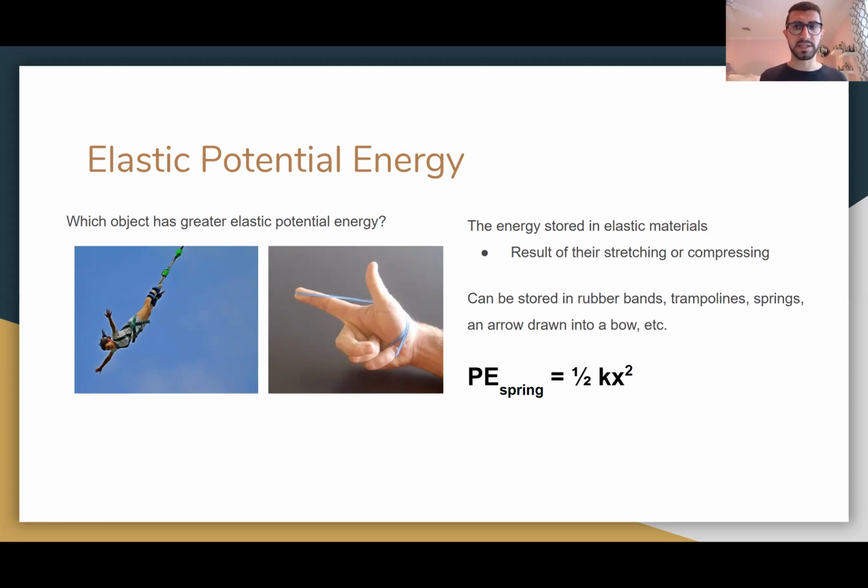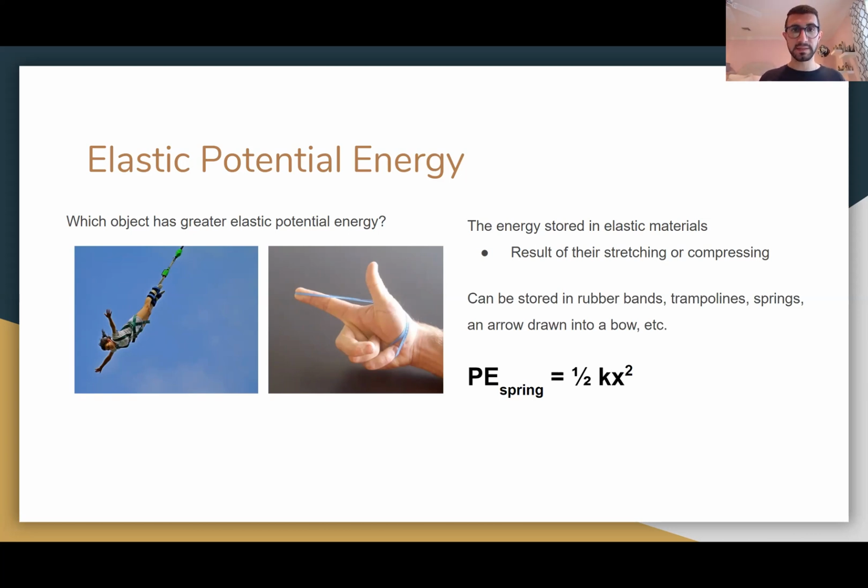And we can assume that it's going to have a higher spring constant because of that. Also, the stretch of the bungee cord is going to be a few meters maybe, whereas the stretch of our rubber band might be a few centimeters. So there is a greater potential energy stored in the bungee cord than in the rubber band.